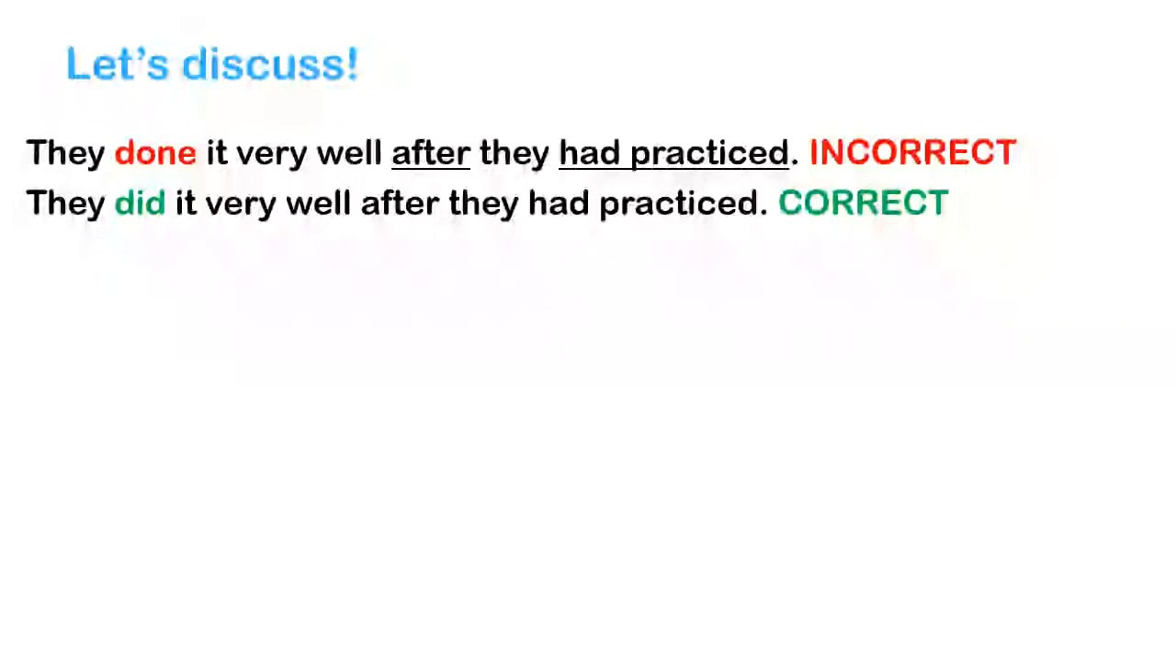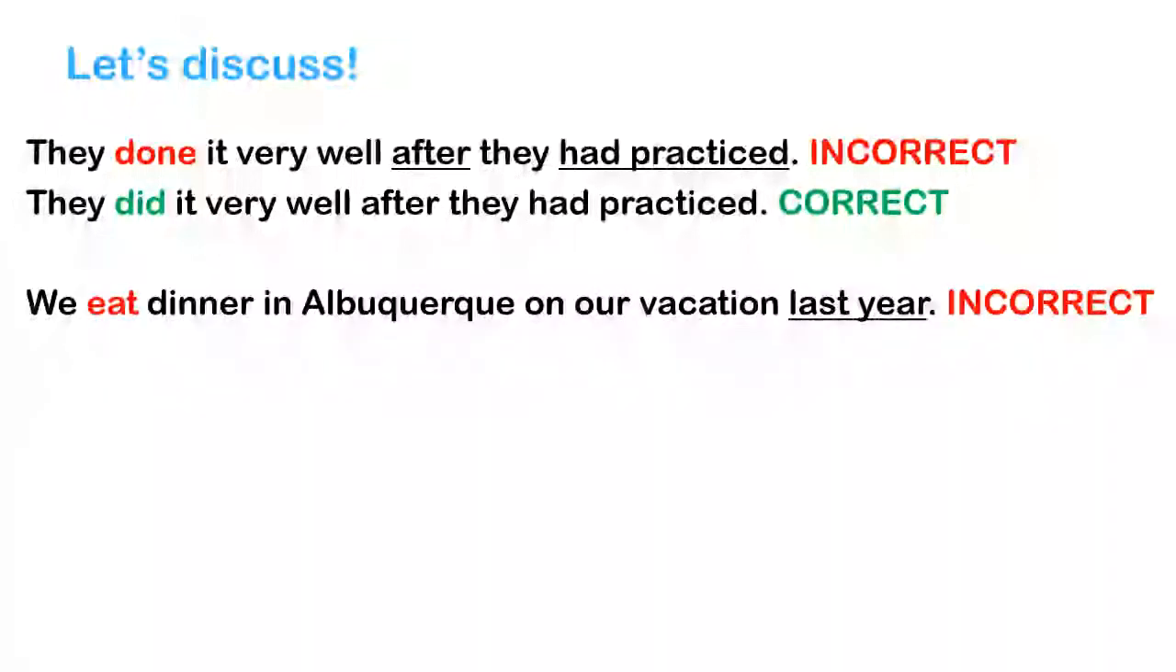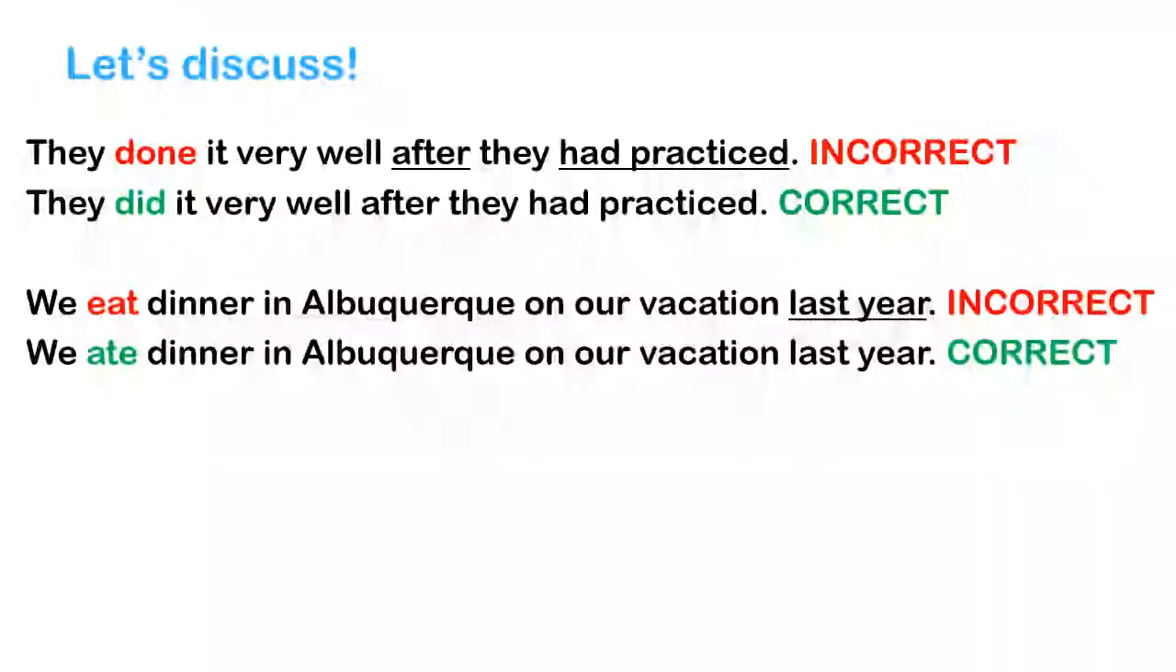They did it very well after they had practiced. So the sentence is using the correct form of the verb, that is the past form, did. Okay, so next, we can see here that the sentence has mentioned the time when the activity or event happens, that is last year. But the sentence is using the verb eat that is not used in the past form. So the correct one is we ate dinner in Albuquerque on our vacation last year.